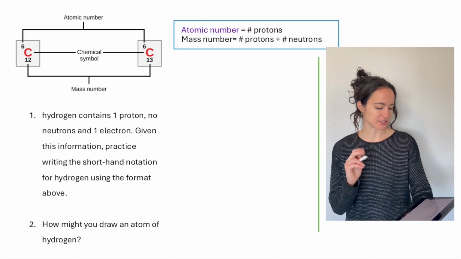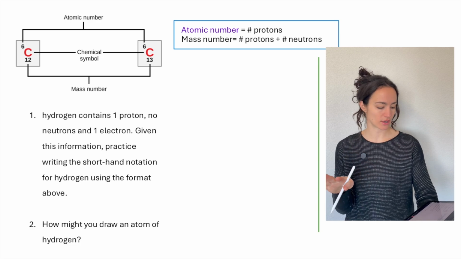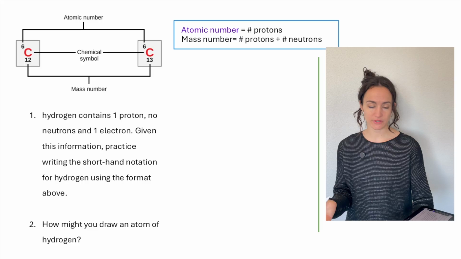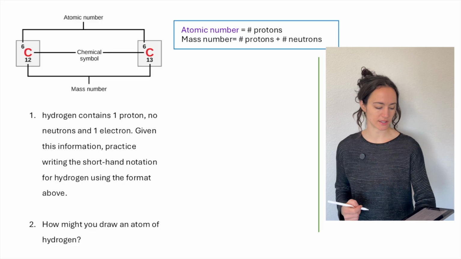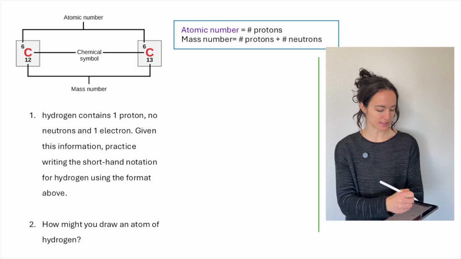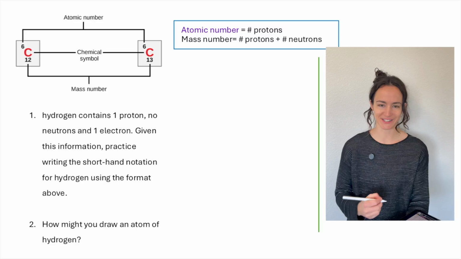So we got 2 practice questions here. So the first, hydrogen contains 1 proton, no neutrons, and 1 electron. Given this information, practice writing the shorthand notation for hydrogen using the format that we're seeing here. So pause the video and try this out. Every time you try it out on your own, it sticks even better, even if we're feeling a little lazy and we don't want to do it.